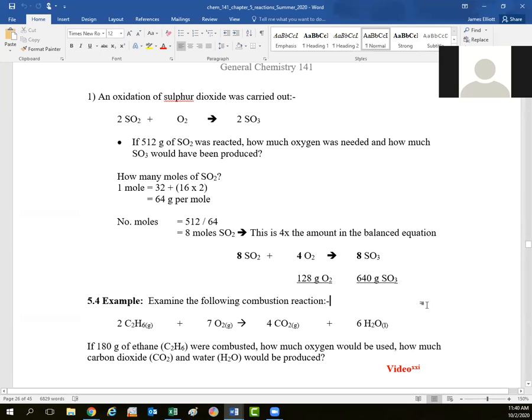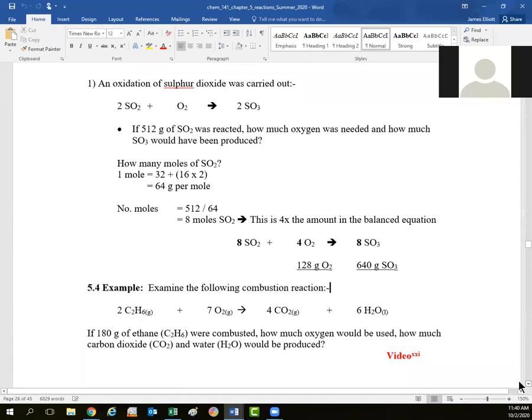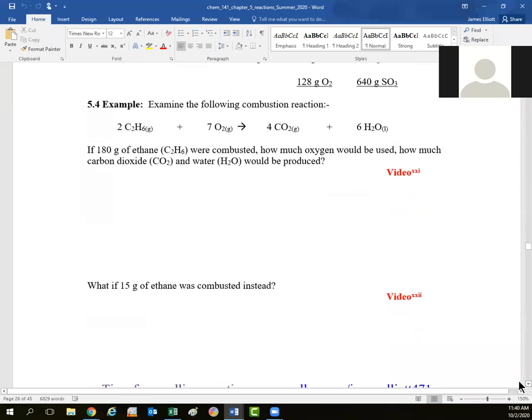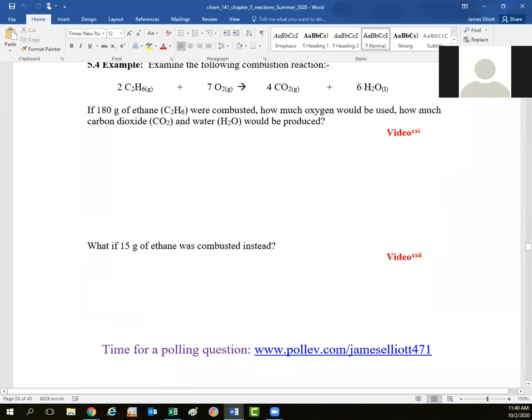Let's try one more before we call it a day. We are ahead of the sister sections by a little bit, but as soon as we've started this, let's keep going. So don't worry about the second one, just think about the first one there. Take a couple of minutes and see if you can come up with the mass amounts for oxygen, carbon dioxide, and water if we used 180 grams of ethane, C2H6.